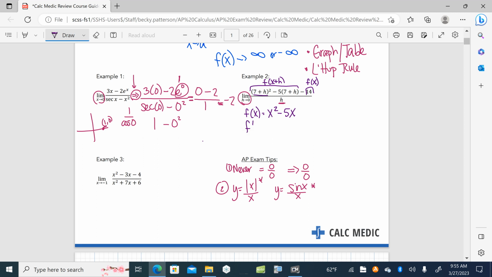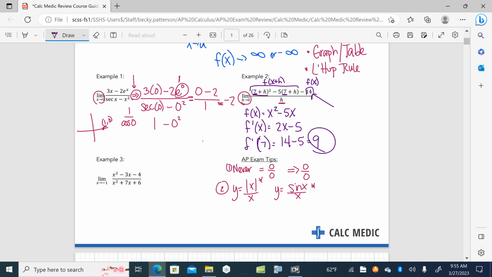So I need to find the derivative of that. So 2x minus 5. And then it looks like they're wanting me to plug in a 7. So f prime of 7 would be 14 minus 5, which is 9. So there's my limit.